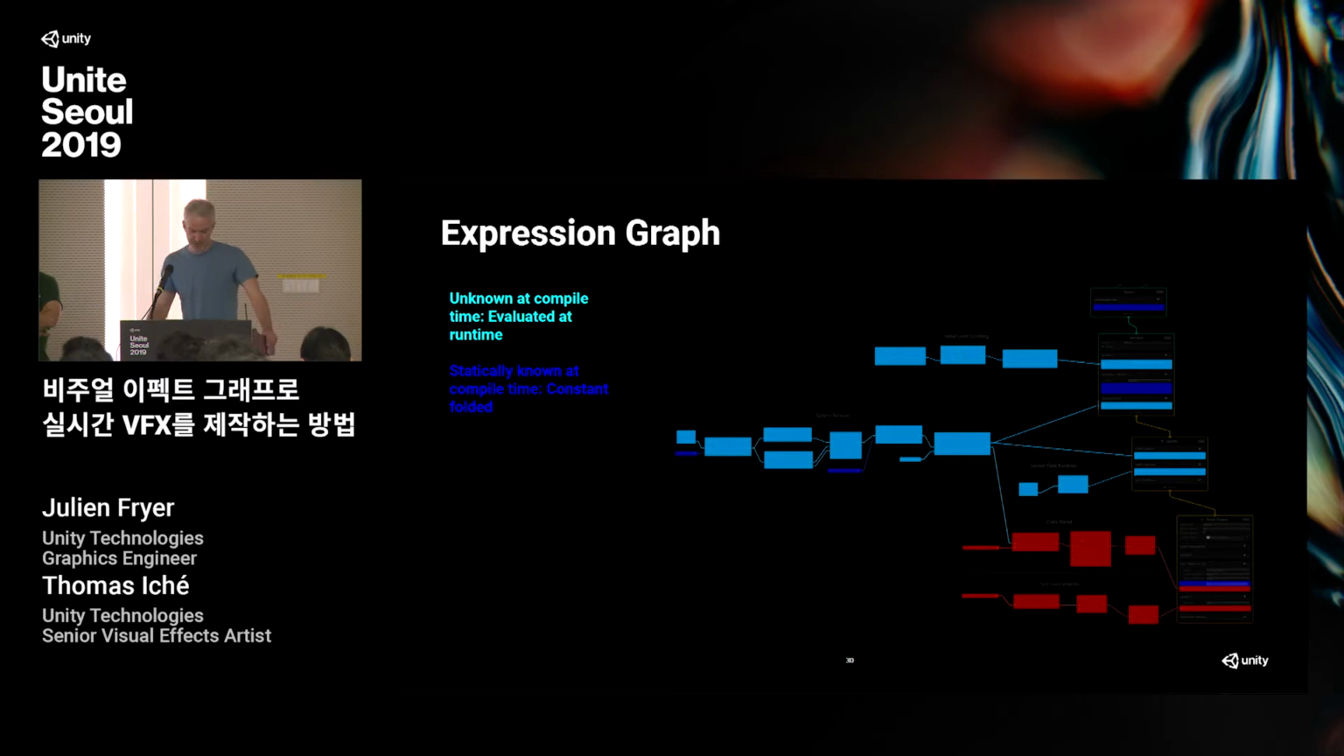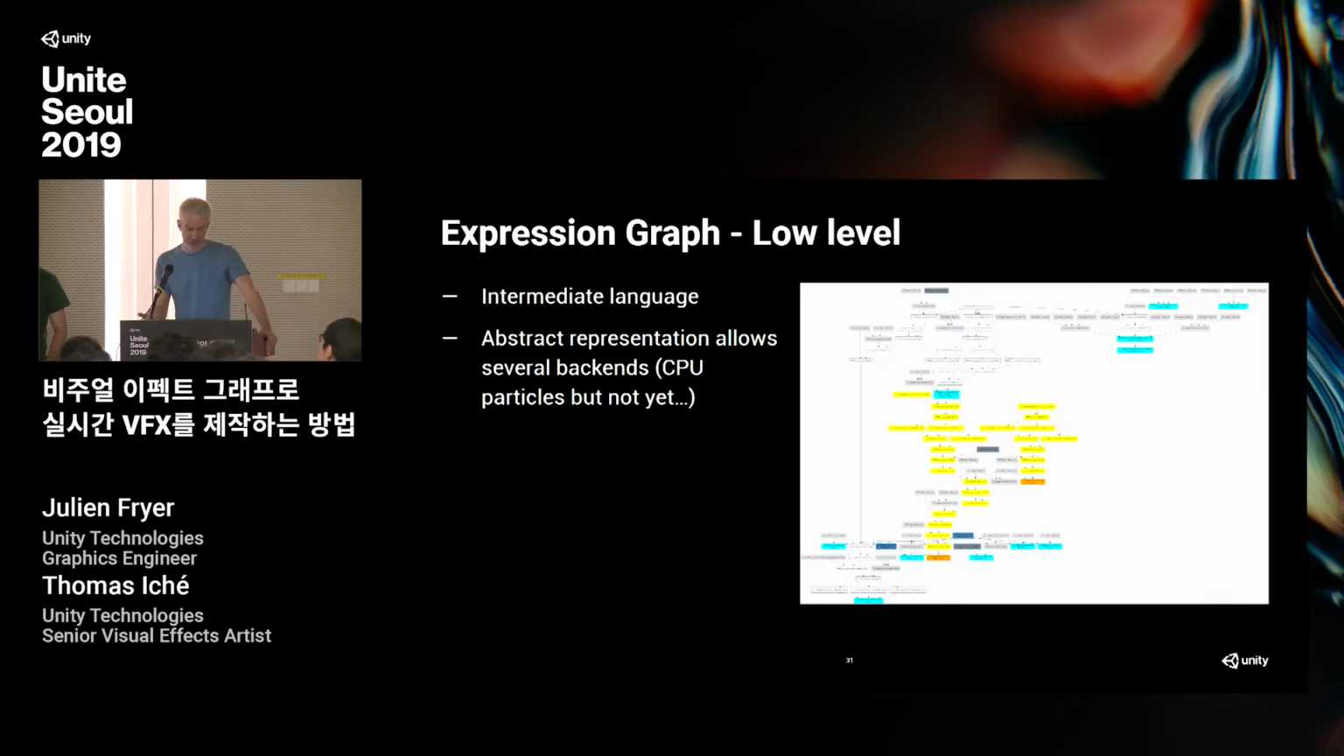So all the dark blue stuff can be stripped away and optimized away by performing constant folding. So we evaluate them when compiling, and then it's optimized. It's removed from the runtime. Of course we don't do that on this high level, but we have a lower level representation of the graph, which is an intermediate language. Having that kind of intermediate language allows us to easily add several backends. So we can think of CPU DOTS particles in the future, for instance.